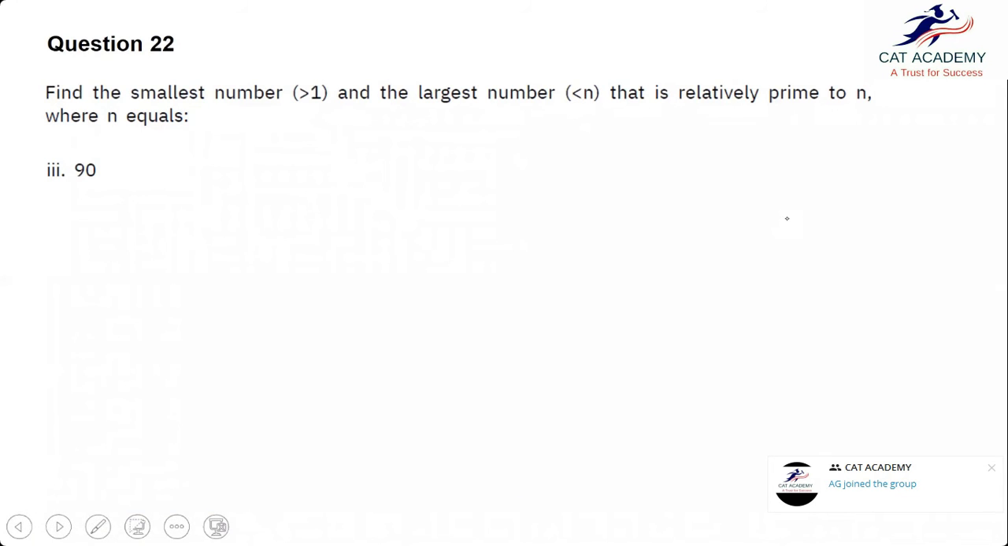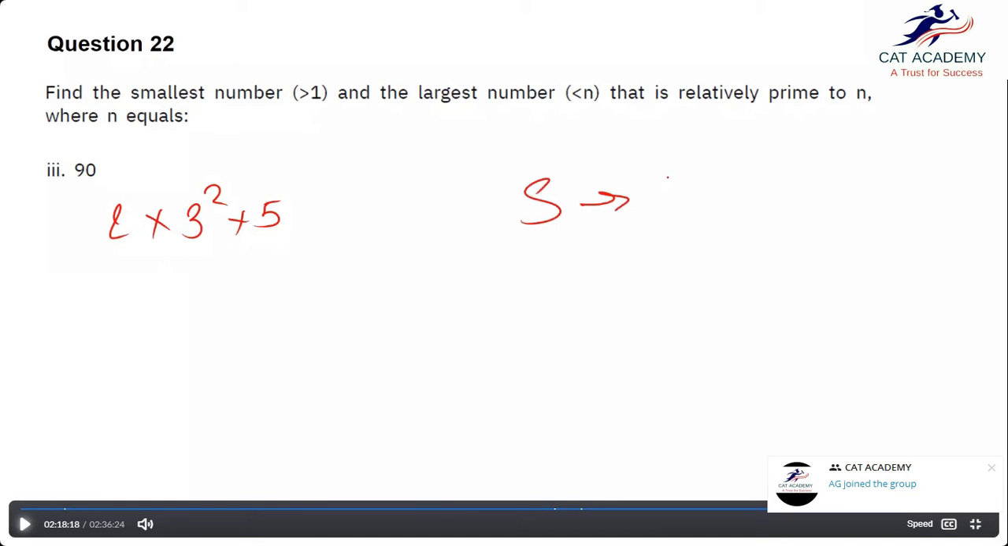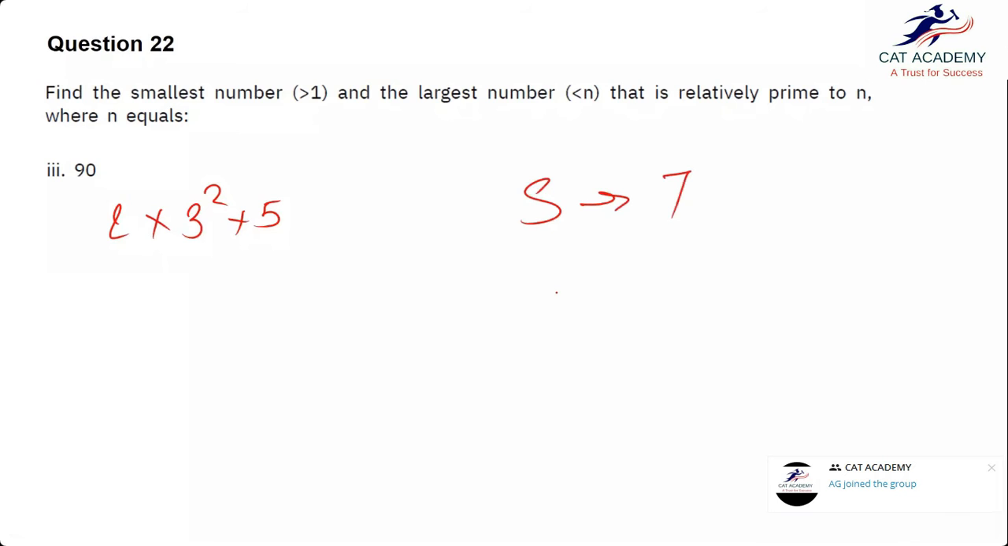So 90's factors would be 9 into 10, that's 3 square into 2 into 5. So 2 into 3 square into 5. So I can't have a 2 or 3 or 5. So smallest I can have is 7, and largest I can have is one number less, that's 89. So 7 and 89. Understood, everyone? Clear hai?